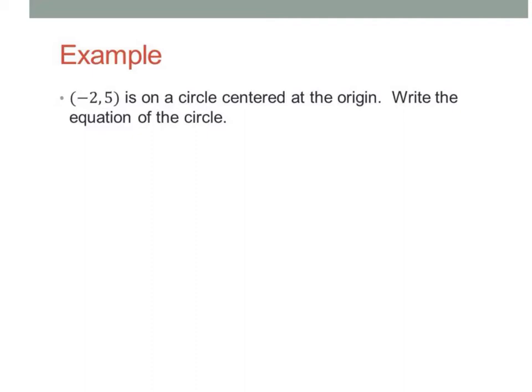So -2, 5 is on a circle centered at the origin. Write the equation of the circle. Okay, well, let's see here. Here's our equation, and we really have to have r for a circle centered at the origin. And so we can do this a few ways. You could plug these in as x and y and solve for r, and that would work.